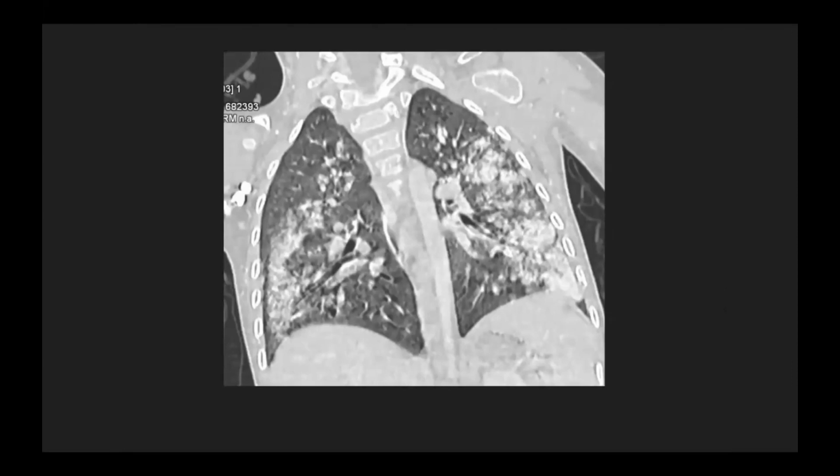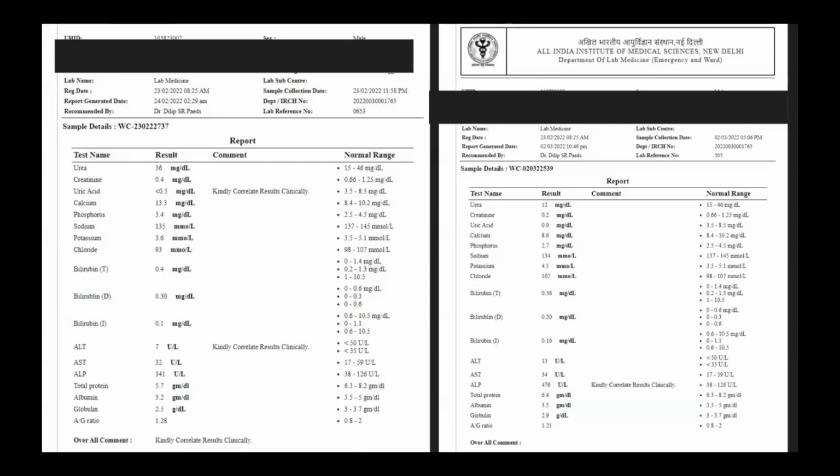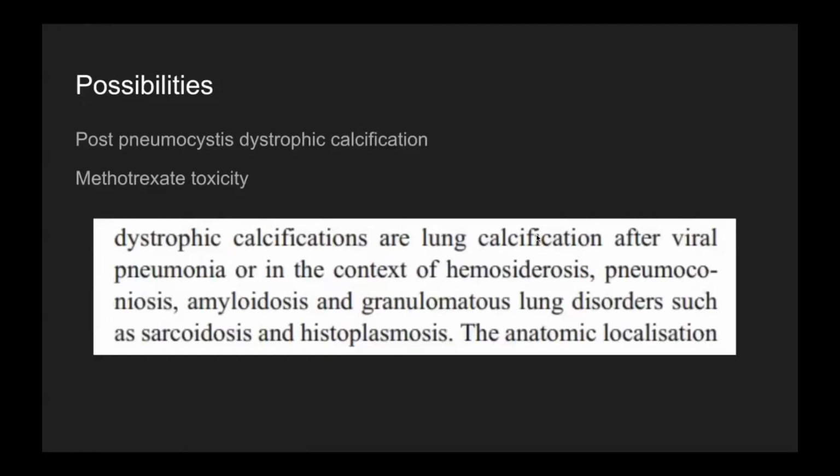So the next question is, what is the calcium level? So there was a transient hypercalcemia at the time of induction here. The calcium was 13, but immediately thereafter, it reverted back to normal level. So the possibility was, if it is not hypercalcemia with metastatic calcification, then it is dystrophic calcification. So this dystrophic calcification probably happened after Pneumocystis pneumonia.